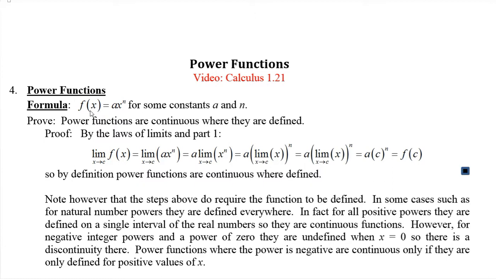So a basic power function is just f of x equals x to the n, where, of course, x is our variable, n is a constant power, and I'm also going to include here, if we throw in a constant multiple in the front, a coefficient a, which is also a real constant. So the first thing we want to do here is prove that power functions are continuous where they're defined.